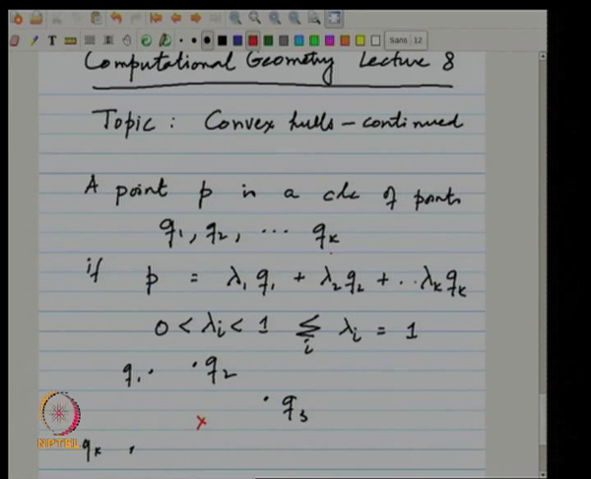This is the algebraic definition, and the geometric interpretation is that the point P is in the interior of the convex hull of Q1, Q2 up to Qk. That's what geometrically is the interpretation of that. Also, every point inside that convex hull of Q1, Q2, Qk will be a convex linear combination of the boundary points, for some values of lambda 1, lambda 2, lambda k, right?